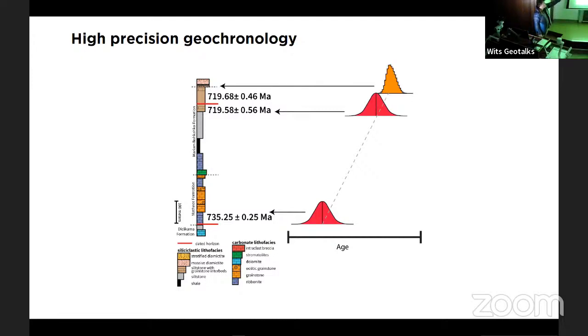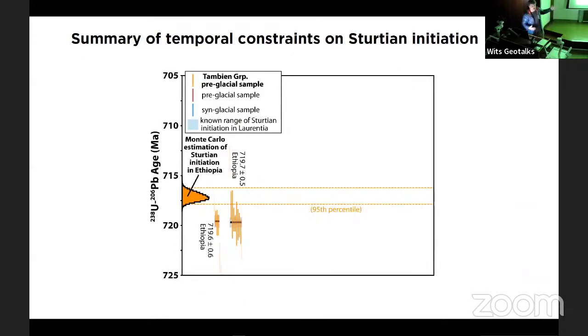And then we can use those deposition rates to estimate how much time is encompassed by that 20, 30, 40 meters. I forget how much it was between our highest ash bed and the diamictite. And what that means is that we can come up with an estimate for the age of the diamictite in Ethiopia, right? And that's shown here on the left side in the orange, right? That's the distribution of ages that we think is the age of the diamictite in Ethiopia.